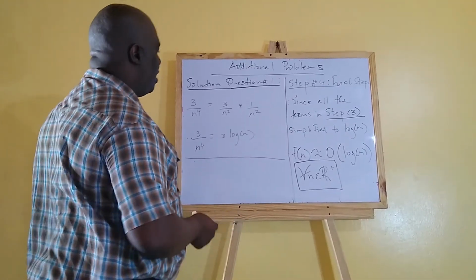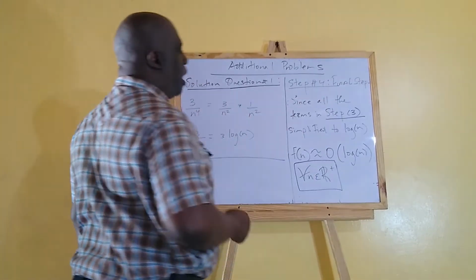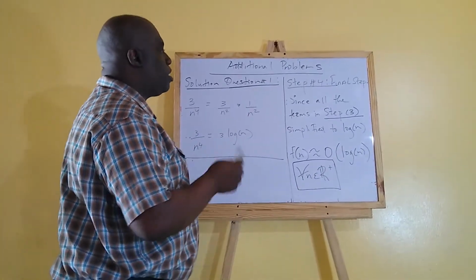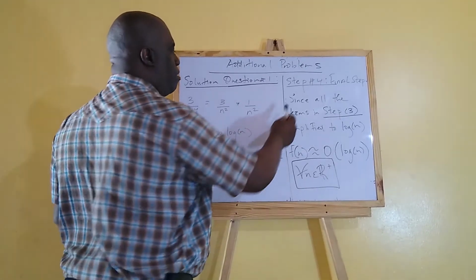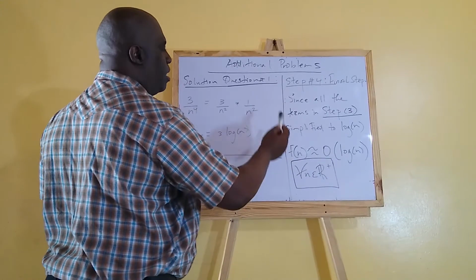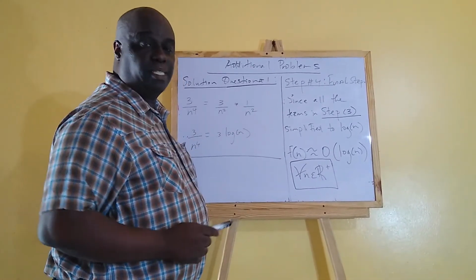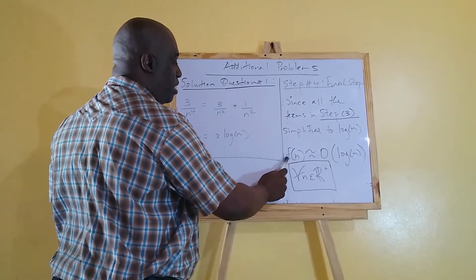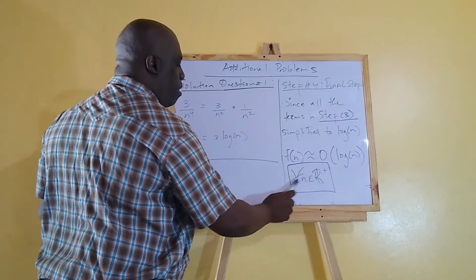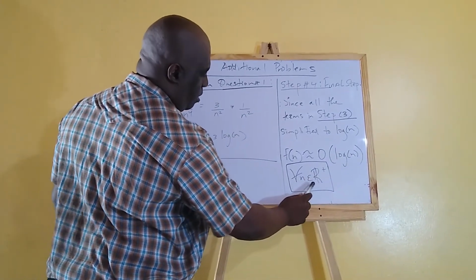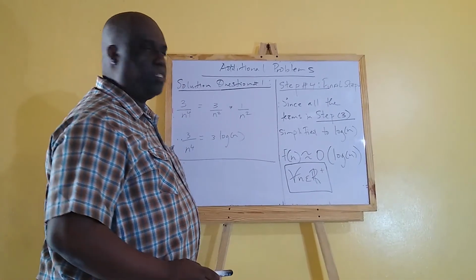What we see then is that all the terms have reduced to log n, such that when we go to step 4, and unlike the previous problems, once all the terms reduce to a single term, there's nothing more to show. So therefore, since all the terms in step 3 are simplified to log n, the big O complexity of the function f of n is such that f of n is now approximately of order log of n for all values of n, which is a member of the set of all positive real numbers. This now represents our final solution.